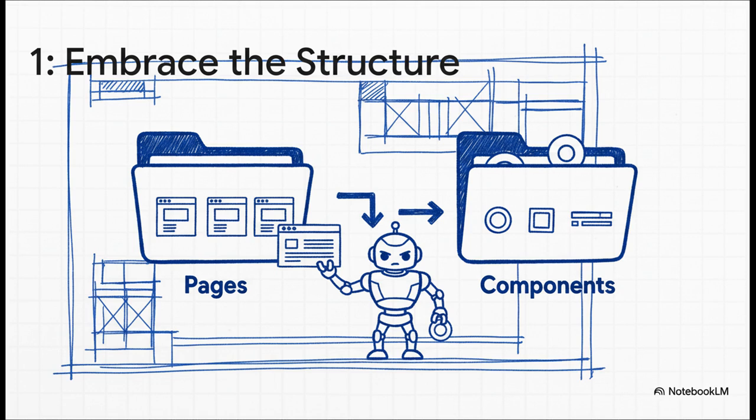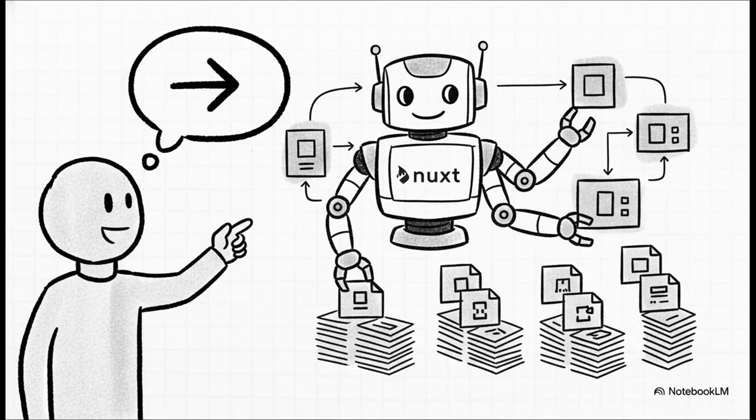Pages go in the Pages folder. Reusable bits go in the Components folder. That structure literally tells the story of your app, and it's what makes your simple instructions so predictable and so powerful. Second, you have to trust the conventions.